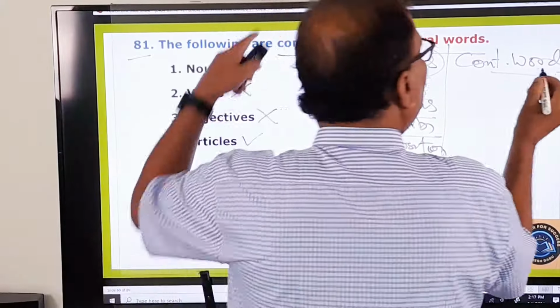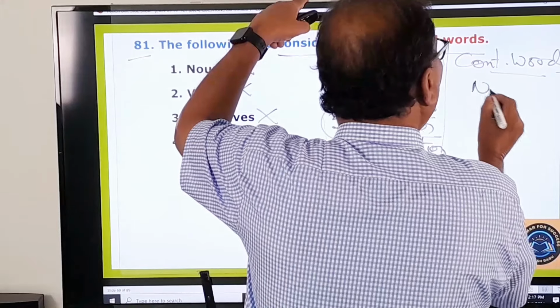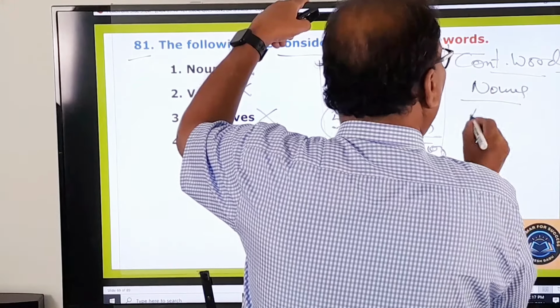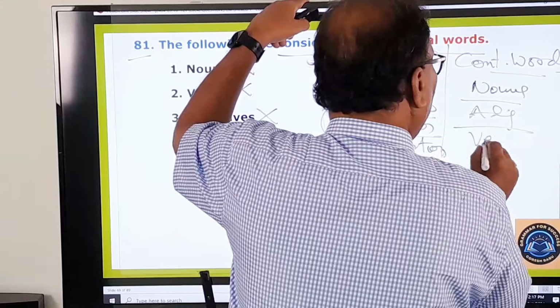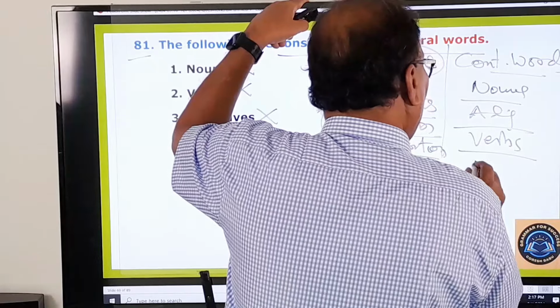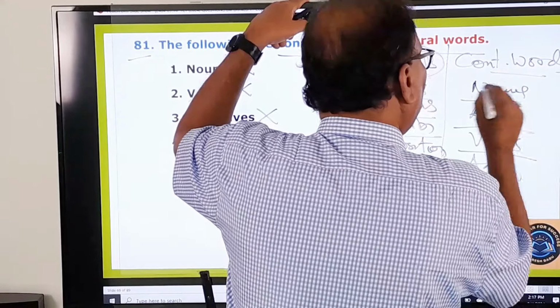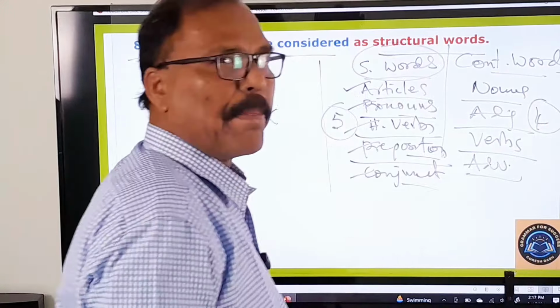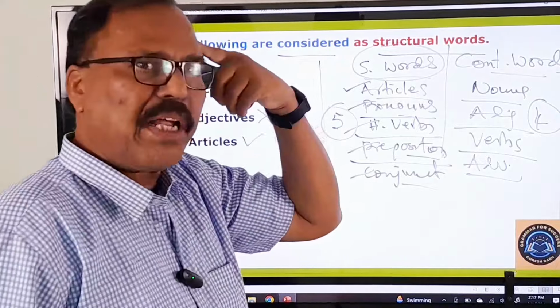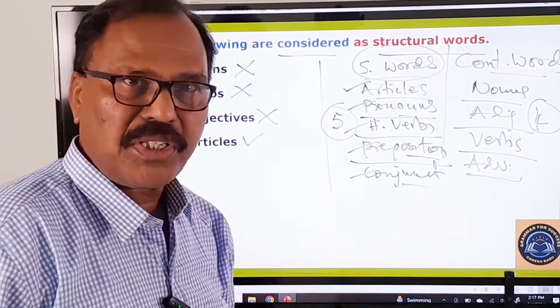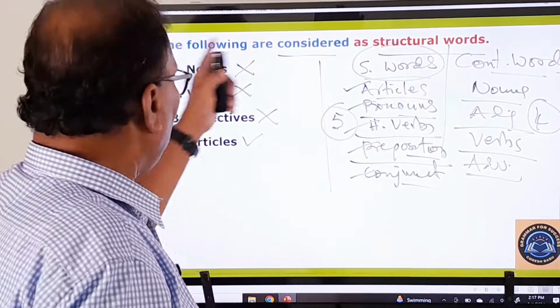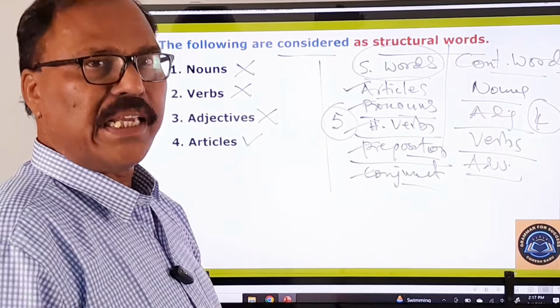And here content words are there. What are the content words? Nouns are the content words, adjectives are the content words, verbs are the content words, and adverbs are the content words. There are 4 in number. Keep these content words and structure words in your mind. Then only you can answer these questions easily.